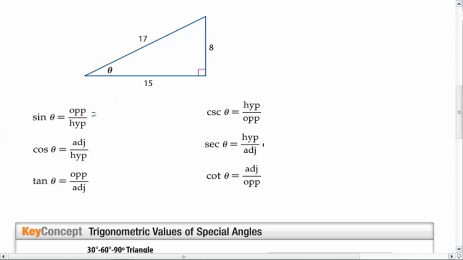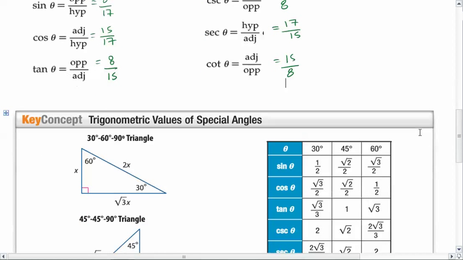So let's start filling this in. Sine theta is the same as opposite over hypotenuse, so that's 8 over 17. Cosine theta is 15 over 17, adjacent over hypotenuse. Tangent theta is opposite over adjacent, which is 8 over 15. Cosecant theta is the same as hypotenuse over opposite, which is 17 over 8. Secant theta is 17 over 15, and cotangent theta is 15 over 8. So this might be a more clear way to notice which functions are reciprocals of each other.